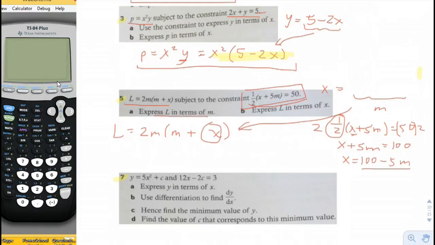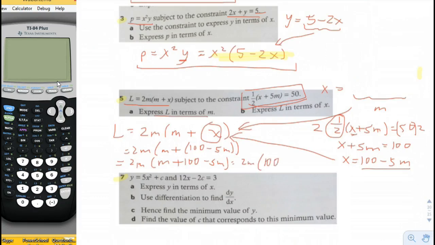Okay? And so then we can plug the x into here, and we'll have L equals 2m times m plus 100 minus 5m. Okay, and then we can simplify this. 2m times m plus 100 minus 5m. M minus 5m is equal to minus 4m, right? So that would be 2m times 100 minus 4m. Okay? So that's what L is in terms of m.